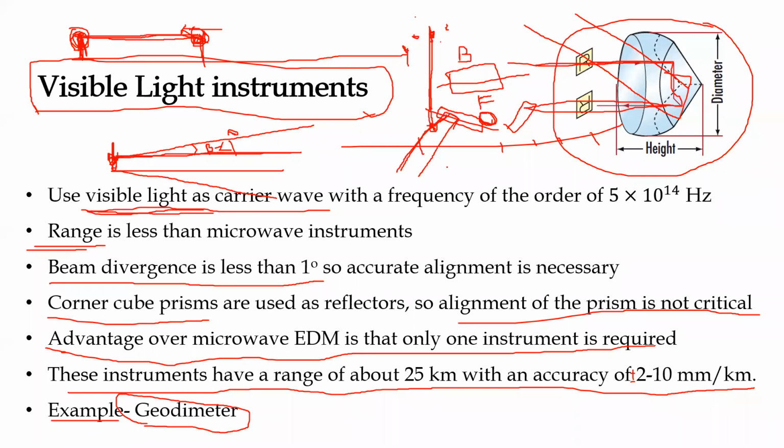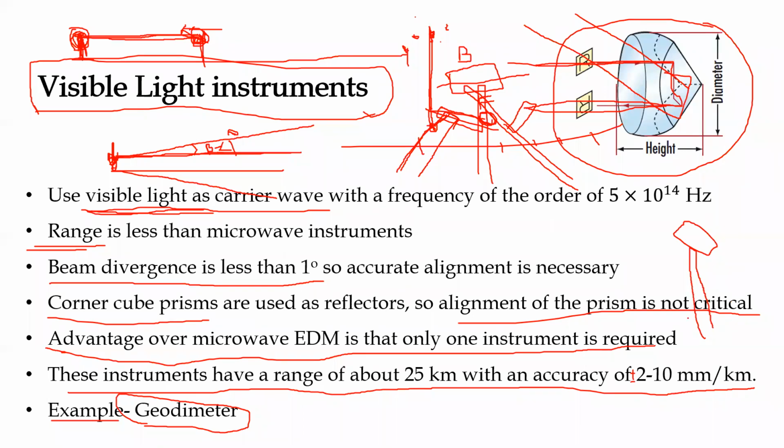If you are keeping the prism like this and your incident ray is coming like this, it will be sent back like this only. If it is coming like this, it will be sent back like this only. If you are keeping your prism like this and it is coming like this, it will be sent back like this only. So that kind of alignment is not critical.